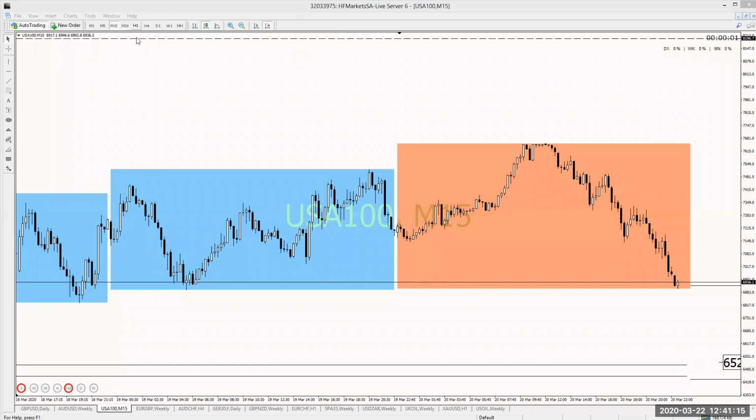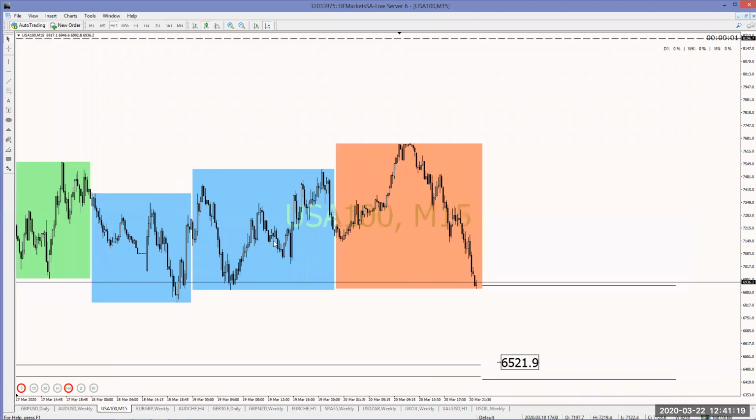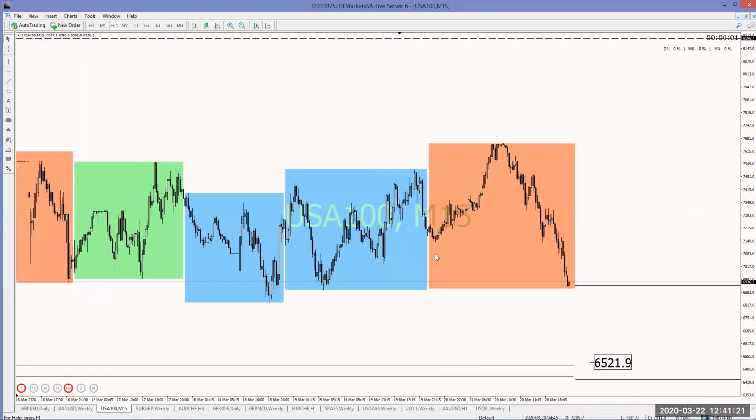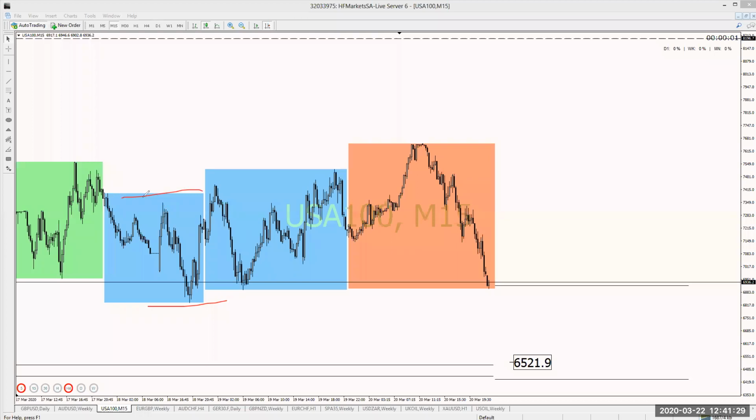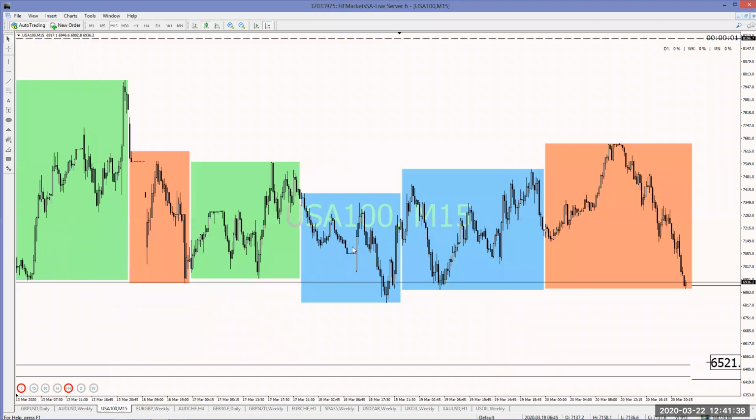If you look at my screen here, I have boxes. These are simply showing me days. So today's Sunday, this was Friday, Thursday, Wednesday, and so on. What the box is doing is showing me the daily highs and the daily lows. These are nothing but structure. This is support and resistance, okay? There are daily highs and daily lows.